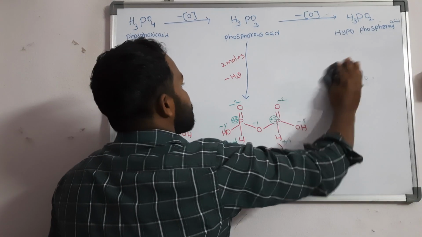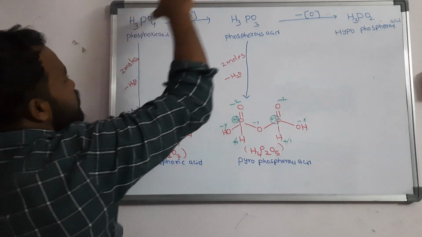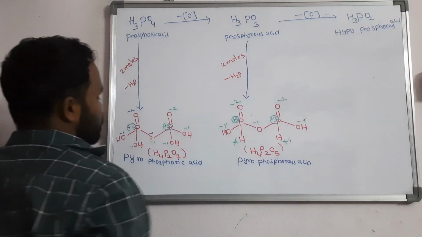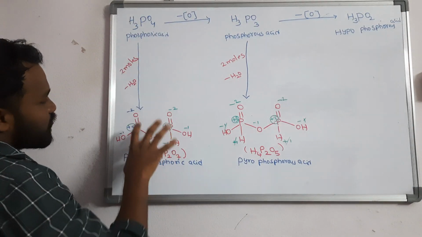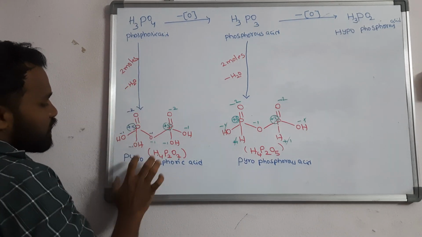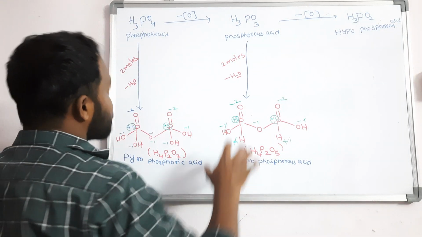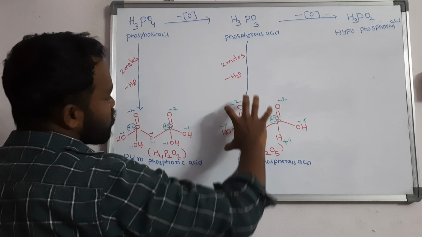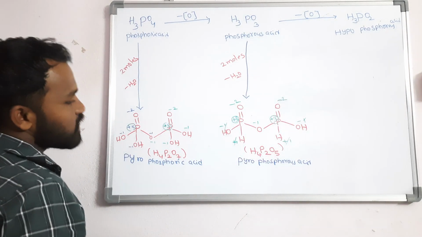After going through this, we have already finished phosphorous and hypophosphorous acid. Then from this, if you remove 2 moles of water, you get pyrophosphoric acid. Same, if you remove 2 moles of water, you will get pyrophosphorus acid.